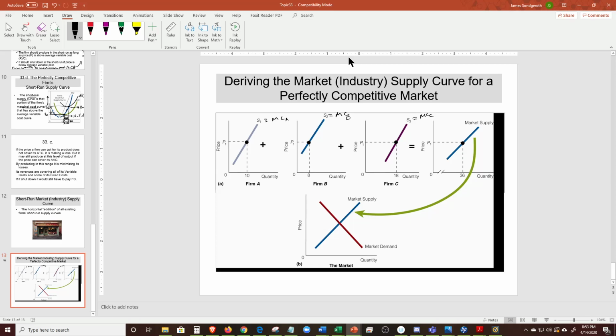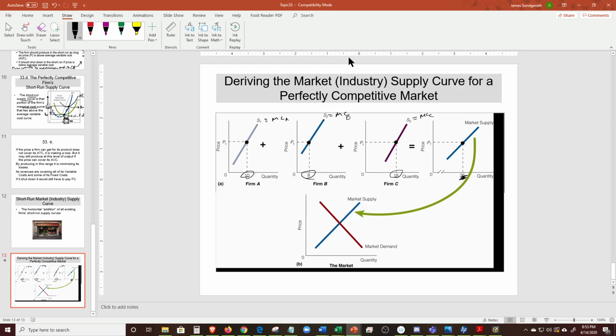You can see at P1, A will produce and sell 10. At P1, B will produce and sell 8. At P1, firm C will produce and sell 18. So 10 plus 8 is 18, plus 18 is 36. We didn't want to have hundreds of firms because it'd be too much for us to add all that up, and this will illustrate it. If there are 3 firms in the industry, the market supply curve will look like this. At P1, 36 will be supplied.